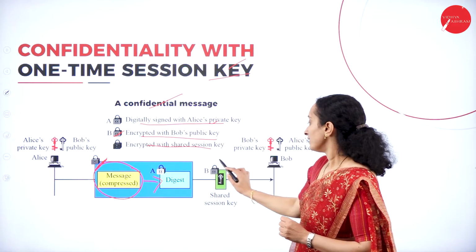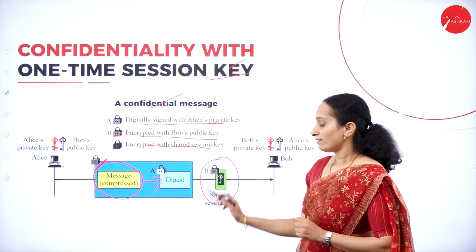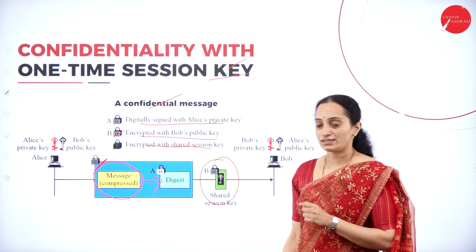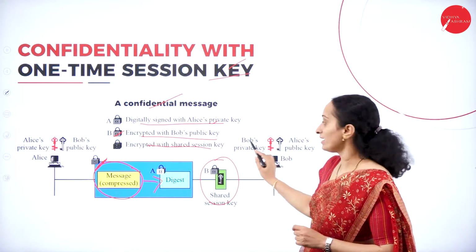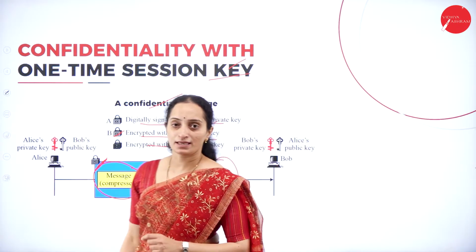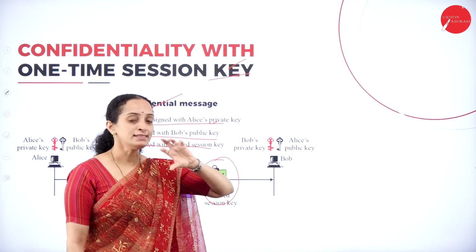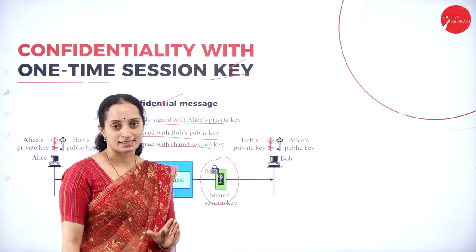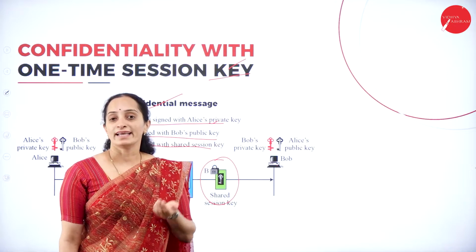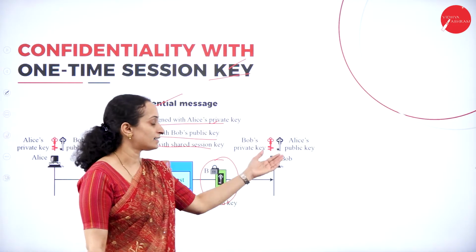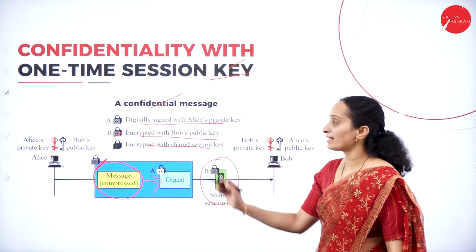When Bob receives the shared session key encrypted with Bob's public key, he will use his private key first to remove the session key. He will get the session key, then get the message digest, use Alice's public key to decrypt the message digest, and read the original message, or the plain text, sent by Alice.